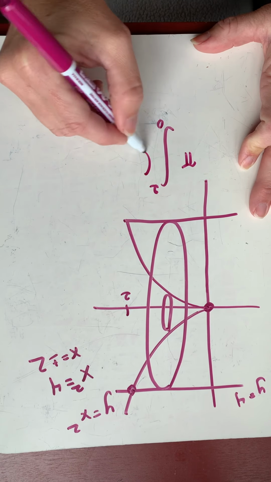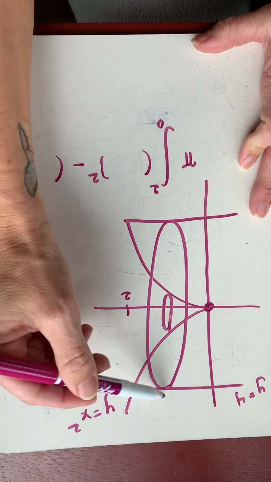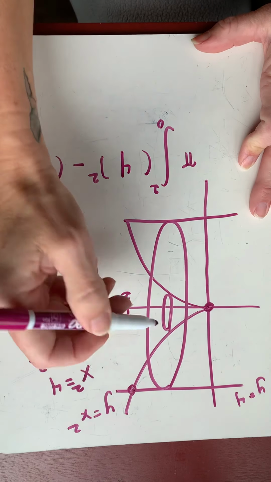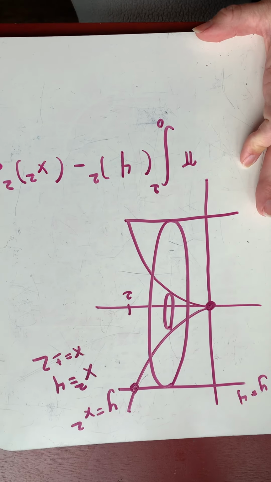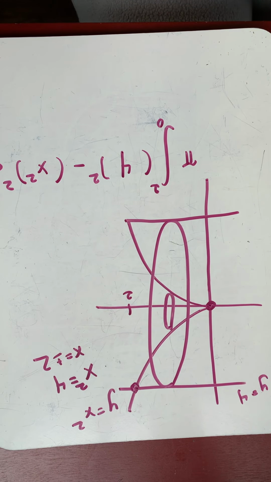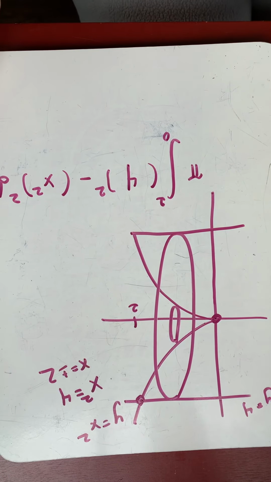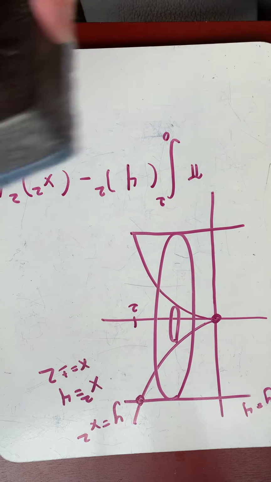I'm evaluating pi r squared minus pi r squared. The radius of the outer circle is going up to this horizontal line. The radius of the inner circle is going up to the parabola. So there's my equation. This gives an exact answer in terms of pi. So you can go through and solve that by hand. I'm not going through it, you should go through and make sure you're comfortable with it, but I'm going to try to keep the video not super long because I have a bunch to get through. And I want to get this posted.